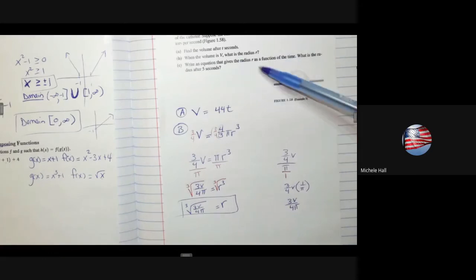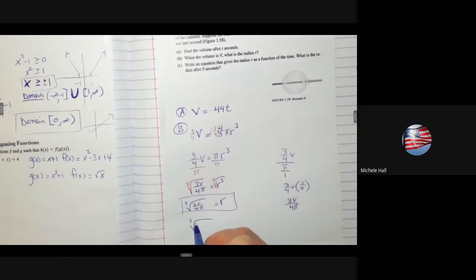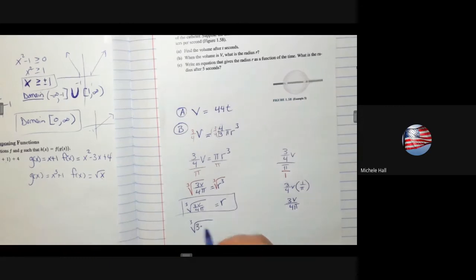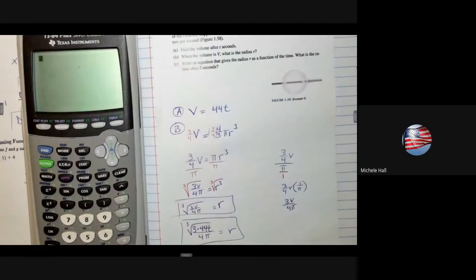Write an equation that gives the radius as a function of time. What is the radius after 5 seconds? Okay, so we are going to substitute in what the volume is. That's 44t. 3 times 44 divided by 4 pi equals R. All right, here we go.